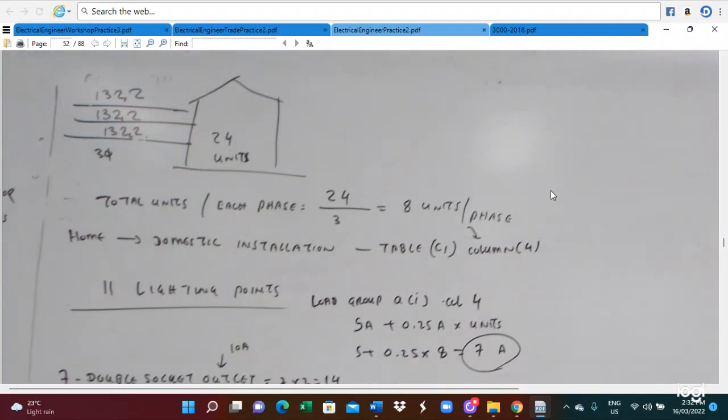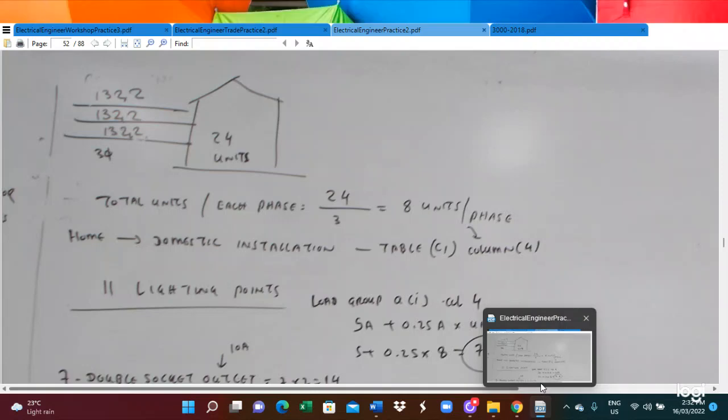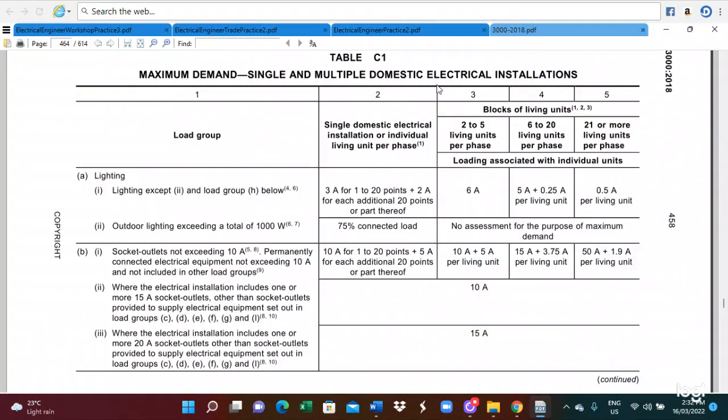In this case, this is a domestic installation. Therefore, we have to utilize Table C1 and column 4 of the AS3000 rule. In Table C1, load groups in column 2 are for a single domestic installation. Columns 3, 4, 5 are for blocks of living units. So 2 to 5 living units per phase, we refer to column 3.